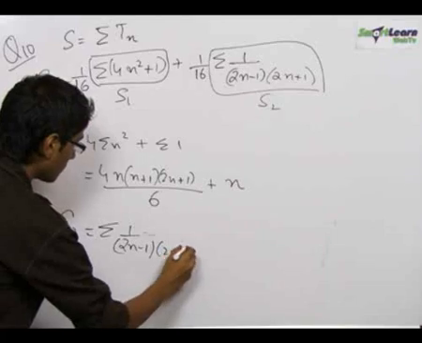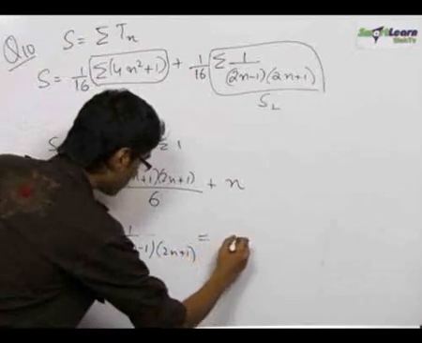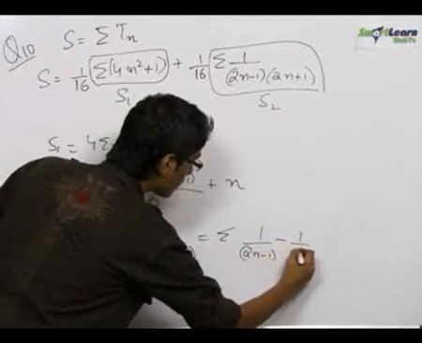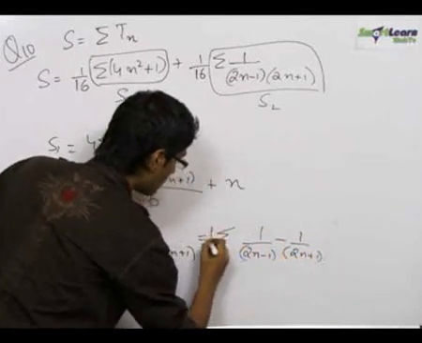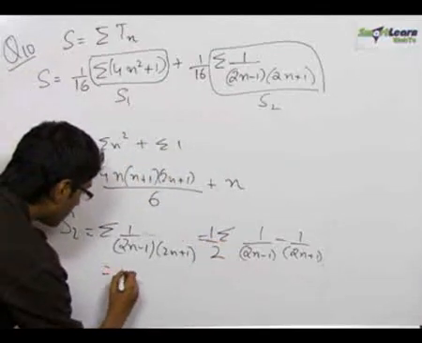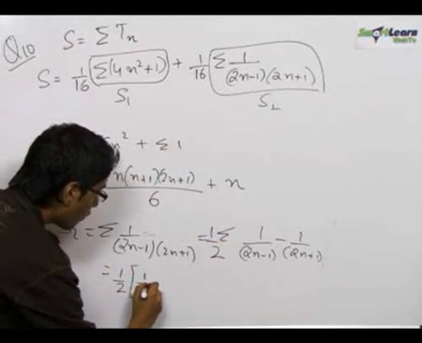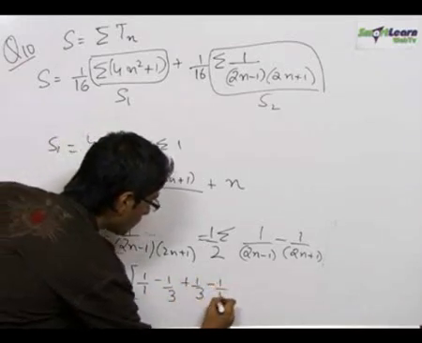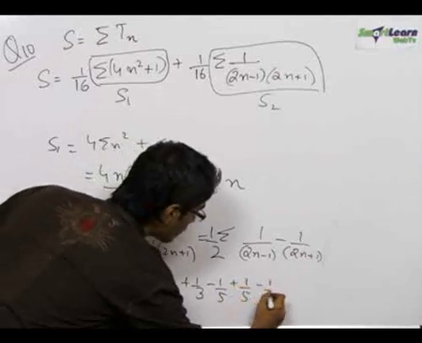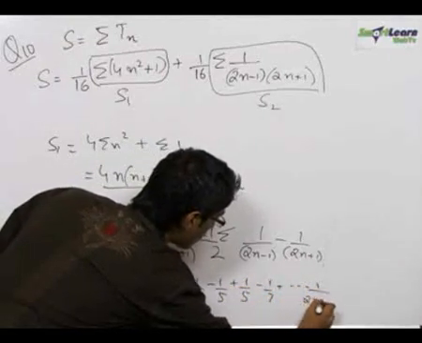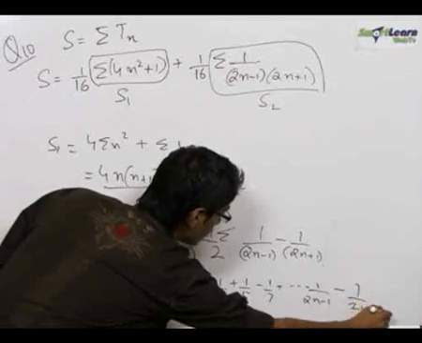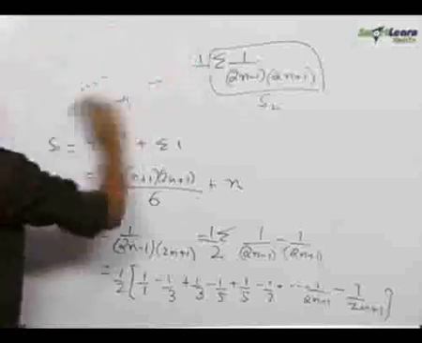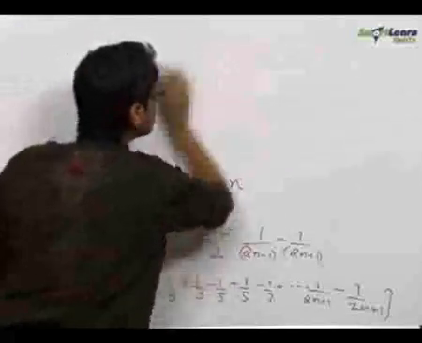and our S2 will be equal to sigma 1 upon (2n minus 1)(2n plus 1). We can write it down as half times sigma of 1 upon 2n minus 1 minus 1 upon 2n plus 1. Now, this can be written as 1 upon 1 minus 1 upon 3 plus 1 upon 3 minus 1 upon 5 plus 1 upon 5 minus 1 upon 7 up till 1 upon 2n minus 1 minus 1 upon 2n plus 1. We can very clearly see that the terms are getting cancelled.